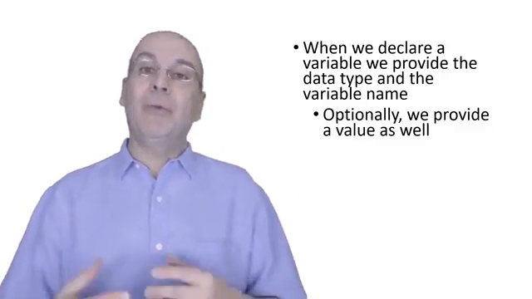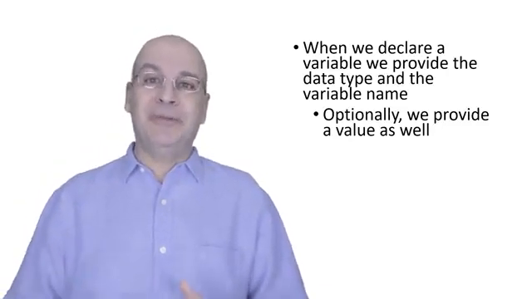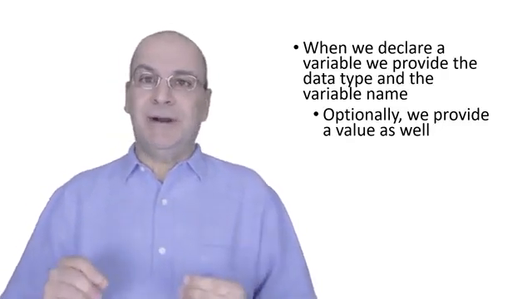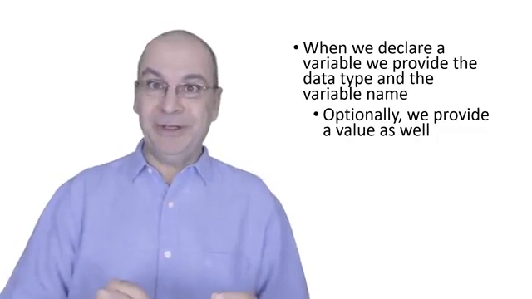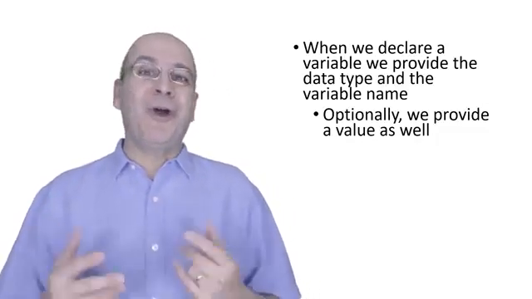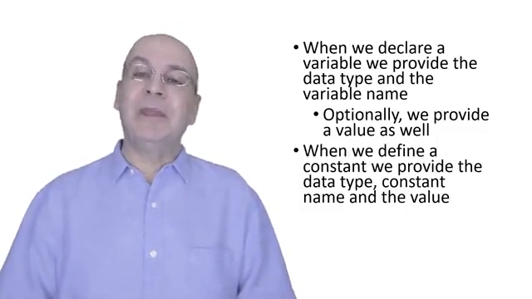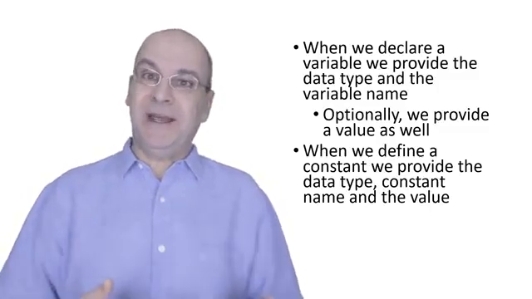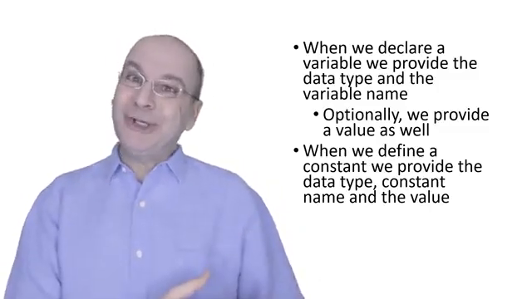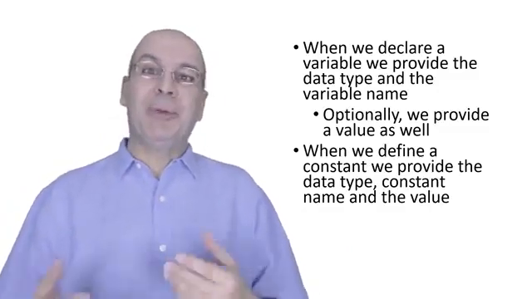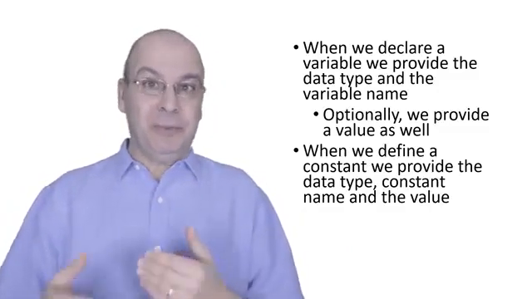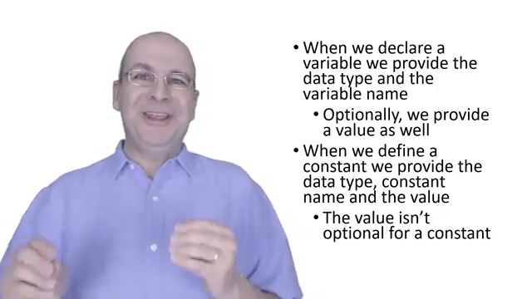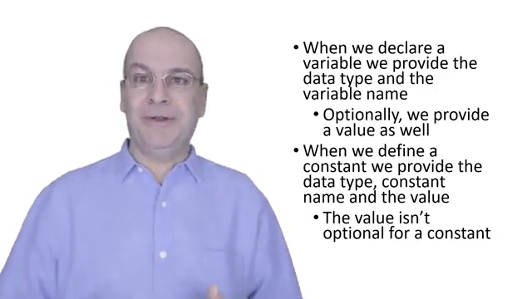Optionally for variables, when we declare one, we can also provide an initial value for that variable. We can set the zeros and ones in that memory location to a particular value. That's called initializing the variable. We can also declare a constant. For a constant, we provide the keyword const, we provide the data type, we provide the constant name, and we provide the value. And the value is not optional for a constant. The value has to be provided when we declare the constant.